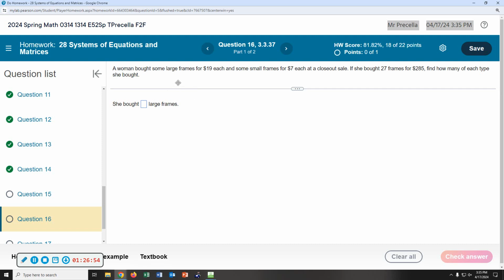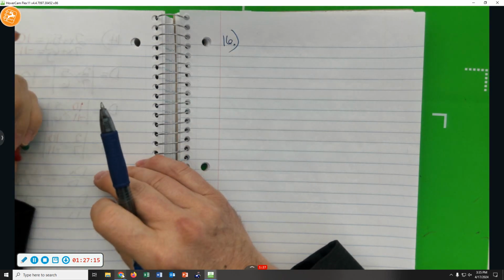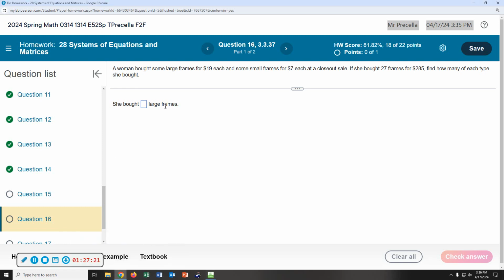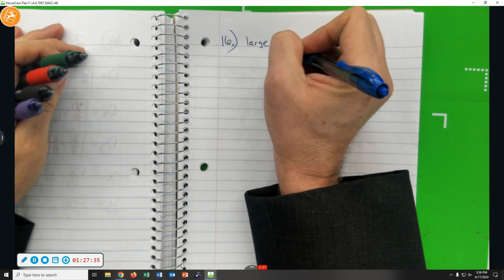A woman bought some large frames for $19 each and some small frames for $7 each. She bought a total of 27 frames. Find how many of each type she bought. What are our unknowns? Switch over to my paper, Tony. There are two things we don't know. It gives you a hint: she bought blank large frames. So we're trying to find the number of large frames she bought, and the number of small frames. Write down the two unknowns you're looking for.